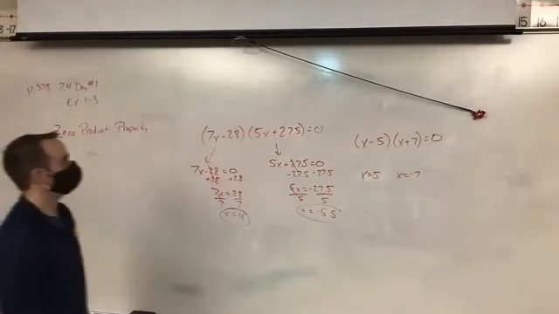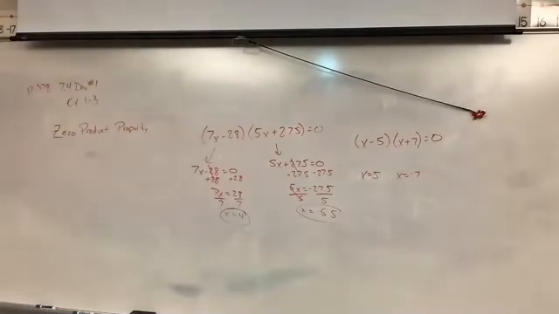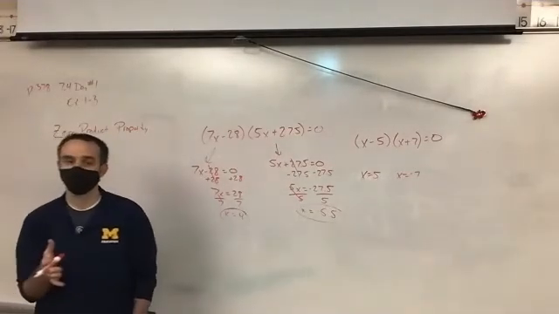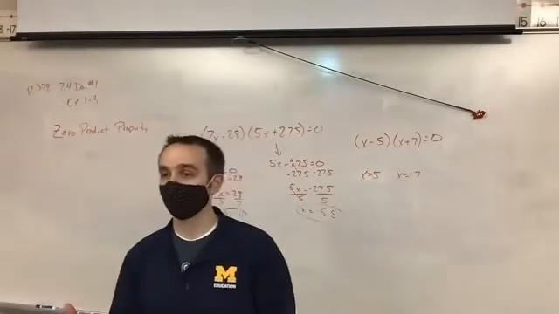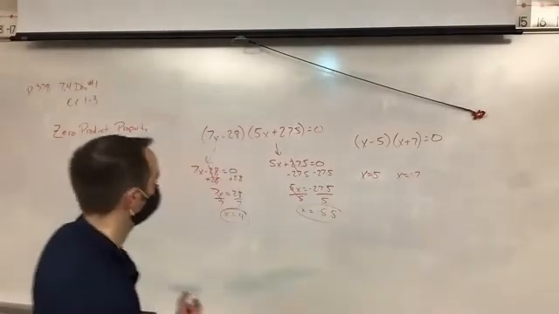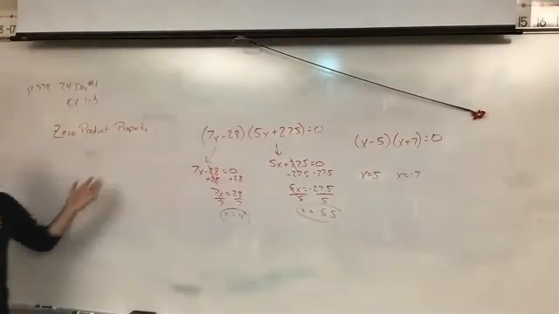Be careful on Big Ideas. Sometimes they ask you to write the answers in order from smallest to greatest. So if it doesn't accept your answer and you're like, that's right, what did I do wrong? Just double check the instructions. It might tell you to go from smallest to greatest. Okay, any questions right now on zero product property?